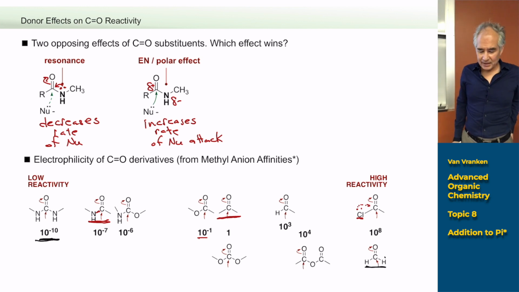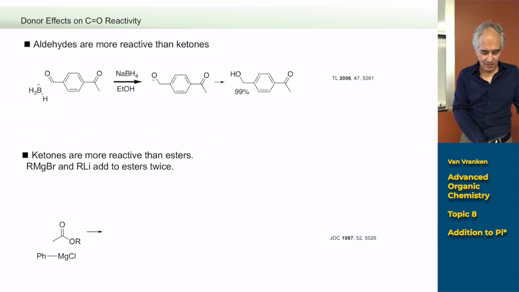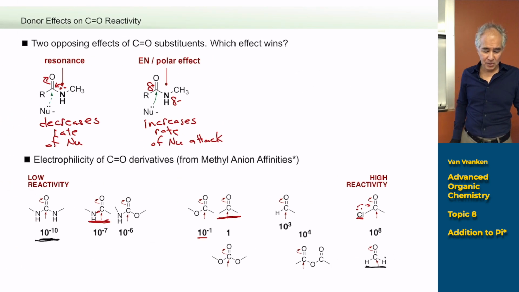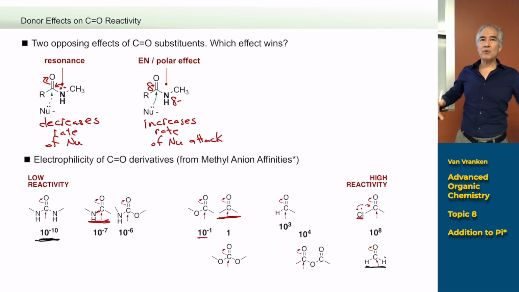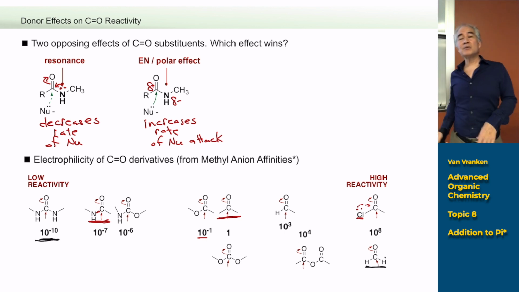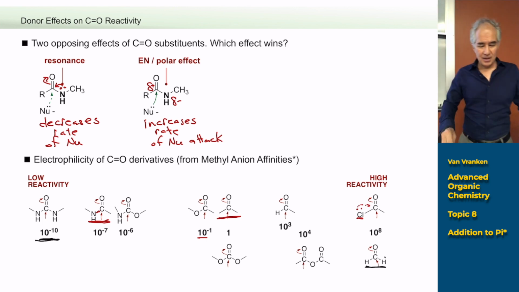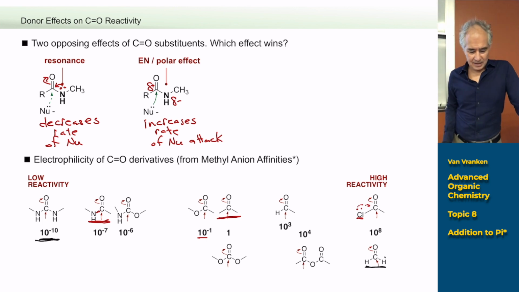Okay, we're going to stop right there. And what are we going to talk about when we come back? We'll just talk about more examples that are based on these effects. You know, aldehydes are more reactive than ketones. Ketones are more reactive than esters and amides. And what are some of these substituent effects there?